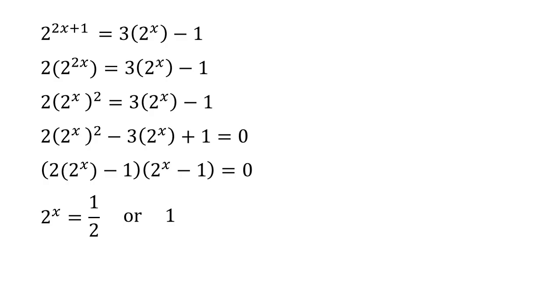And they're both powers of 2, so this is nice and easy. So what power would we have to raise 2 to in order to get a half? Well, that must be 2 to the minus 1. So this will give us x equals minus 1. And what would we have to raise 2 to in order to get 1? Well, anything to the power of 0 is 1. So this would give x equals 0. So there we go. X is equal to minus 1 or 0. We've solved the equation.